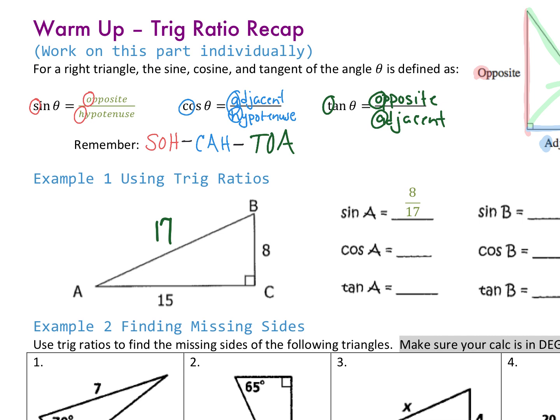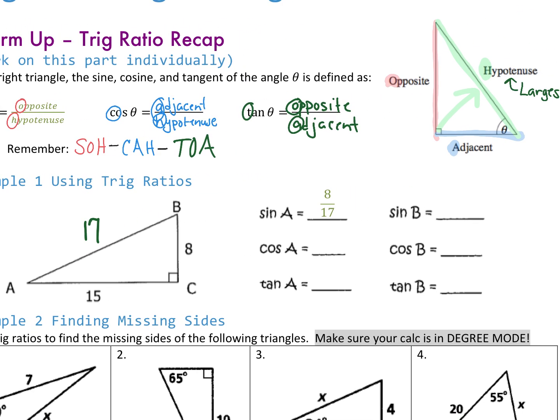So the sine of angle B now, if we're standing at B and we need to do opposite over hypotenuse, all the way across from B is our opposite side, and our hypotenuse is always that biggest side of the triangle. This guy's going to be 15 over 17. Cosine of angle A, that's adjacent over hypotenuse from up top. So you pretend you're standing at angle A.